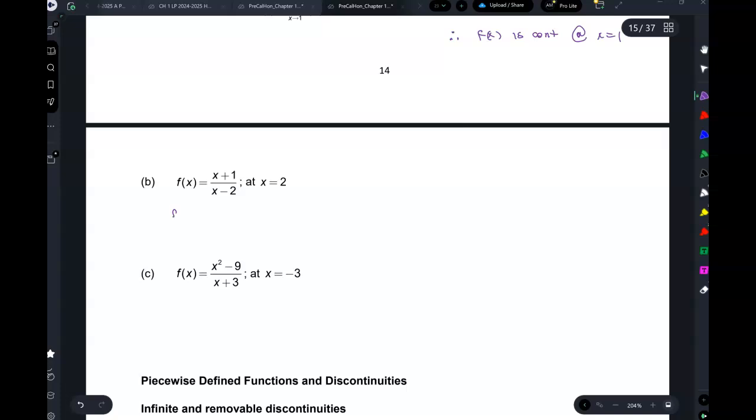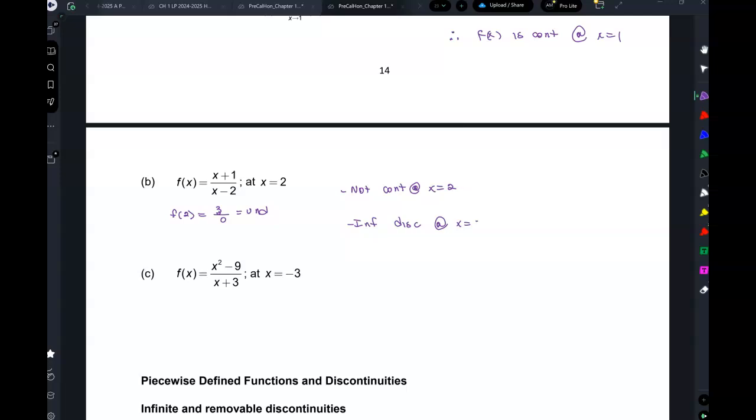So the first step is f of 2. F of 2 is 2 over 0. No, 3 over 0, which is undefined. So there we go. It already failed step 1. It's an all or nothing deal, right? So you say not continuous at x equals 2. Now, suppose I ask you, what type of discontinuity is this? What would you say? Infinite discontinuity at x equals 2.